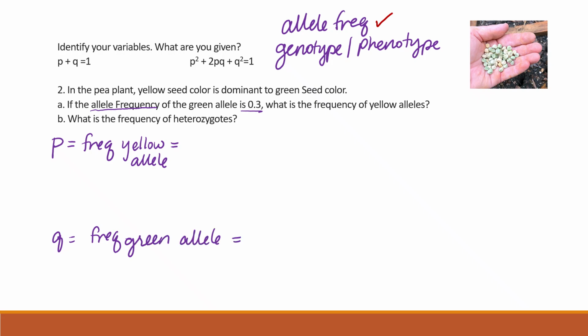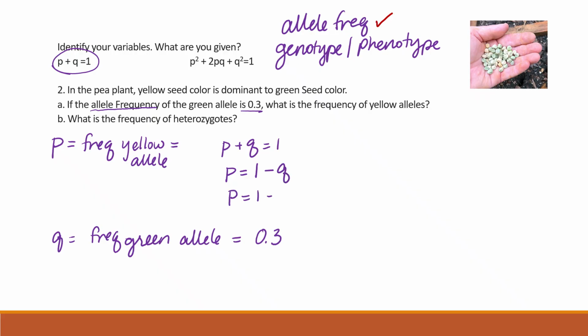So we're given the frequency of the green allele. So for this problem, q is equal to 0.3. The easiest way to calculate p is going to be p plus q equals 1. So p plus q equals 1. So to solve for p, it's going to be p is equal to 1 minus q.